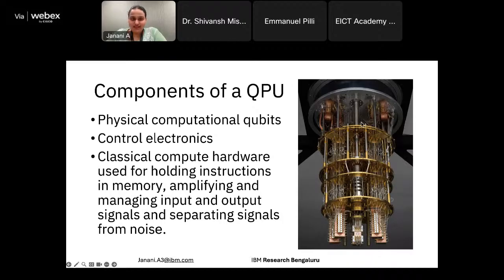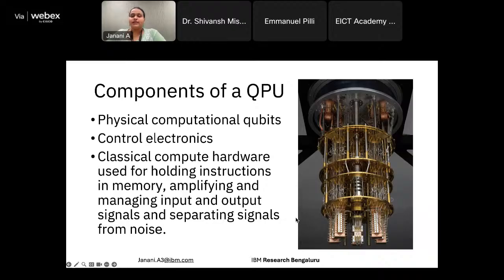So what are the components of a QPU? Now you've seen this, but what actually is inside it? Which part of this is the quantum computer? The main components of a QPU include the physical computational qubits, of course. Then you have the control electronics, which are some of the most important components of the quantum computer. Then you have the classical compute hardware, which is used for holding instructions in memory, amplifying and managing input and output signals, and separating signals from noise.